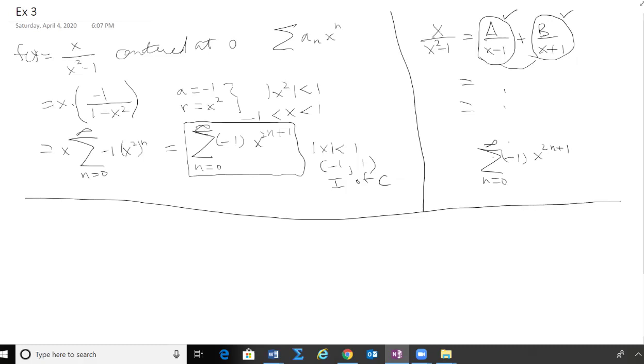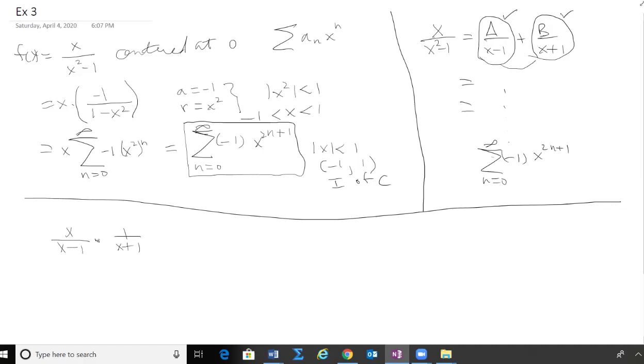A third approach would be, okay, here's x over x minus 1 times 1 over x plus 1. Now this is kind of a long drawn out process, and I wouldn't recommend it unless you didn't have a choice.